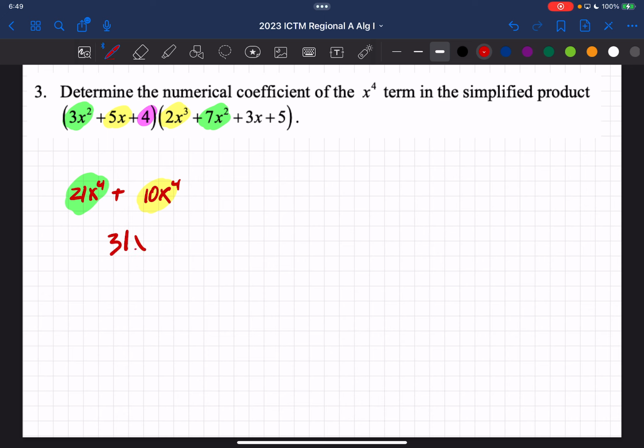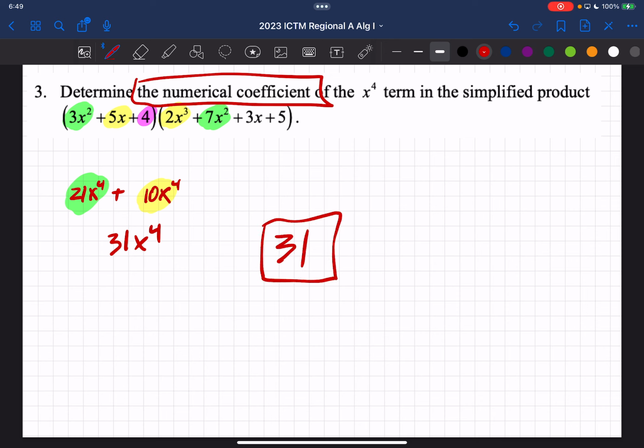So 31x to the 4th, and they only want the numerical coefficient. So this right here, 31x to the 4th, is actually not the answer. You're going to get that marked wrong. They only want the coefficient of 31.